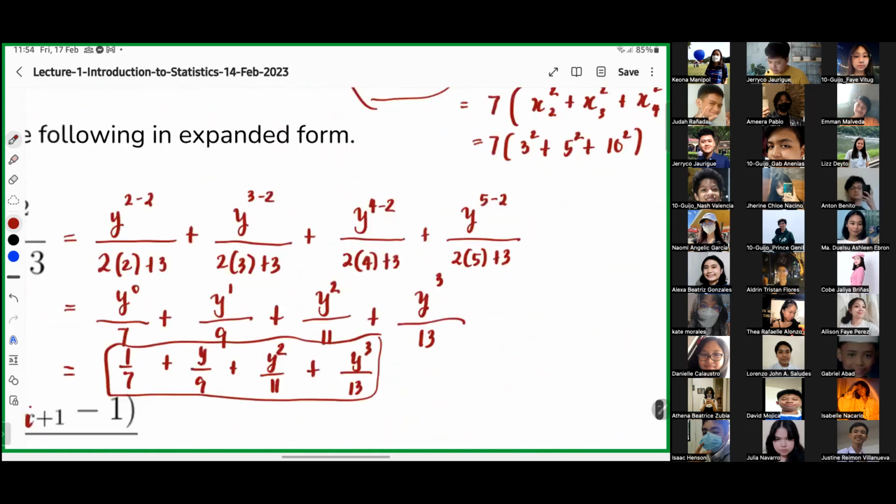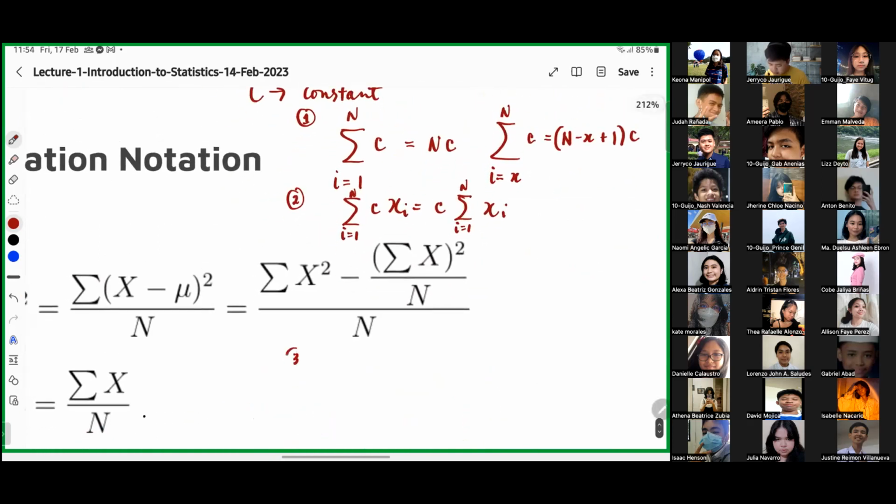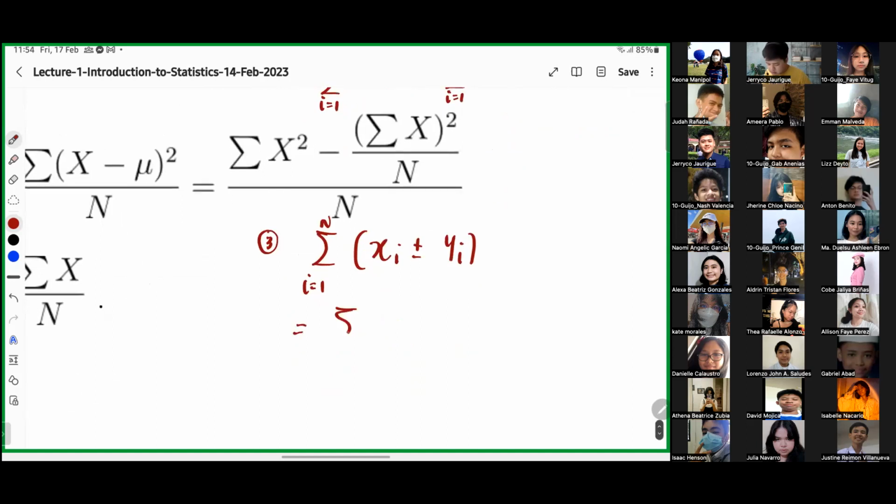Alright? And then, finally, yung third natin na nakita, we have summation of x sub i plus or minus y sub i, I equals 1 to n, kung ano man yan, pwede mo daw i-distribute yung summation mo. So you can have summation of x sub I plus or minus summation of y sub I, 1 to n, or any lower limit. Basta mas mababa sa n.